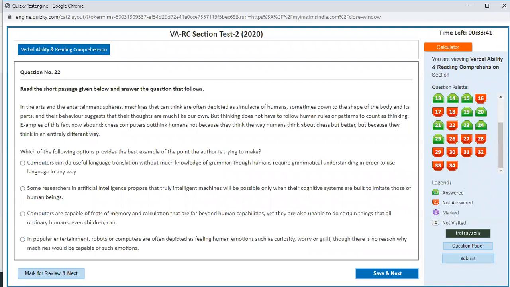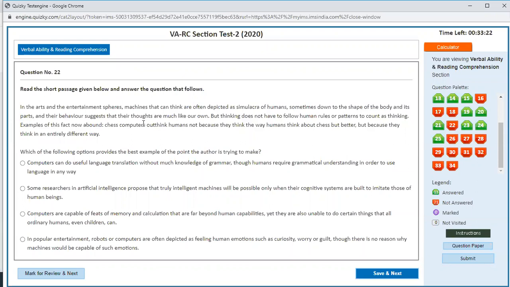In the arts and the entertainment, read the short passage given below and answer the question that follows. In the arts and the entertainment spheres, machines that can think, the question: which of the following options provides the best example of the point the author is trying to make. Okay, so example होगा इन चार options में और idea होगा इस passage में. चलो paragraph में. Let's see.